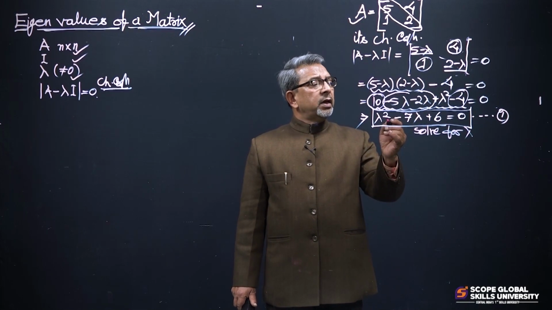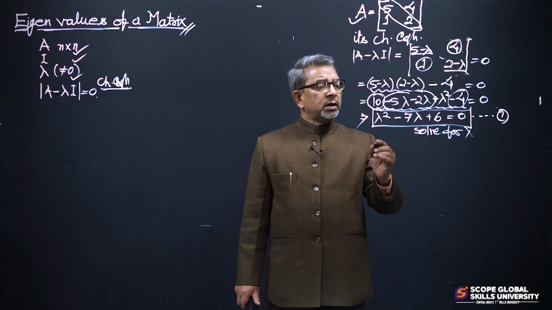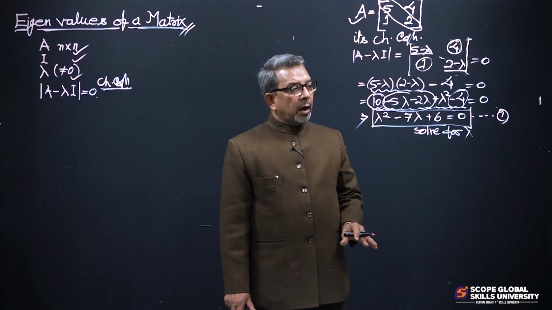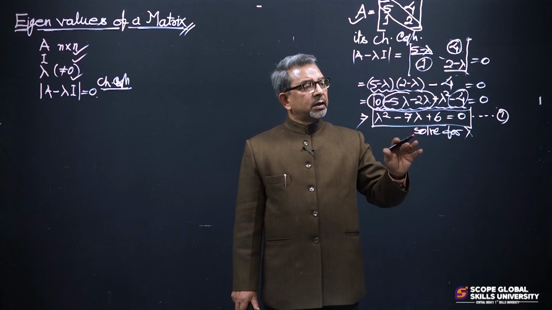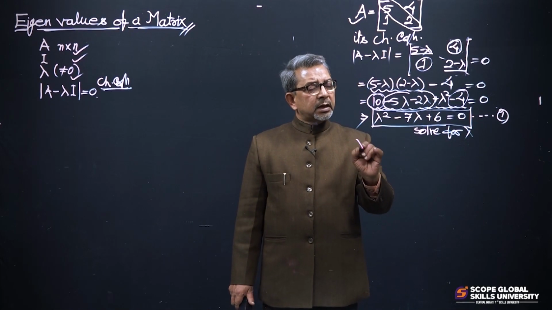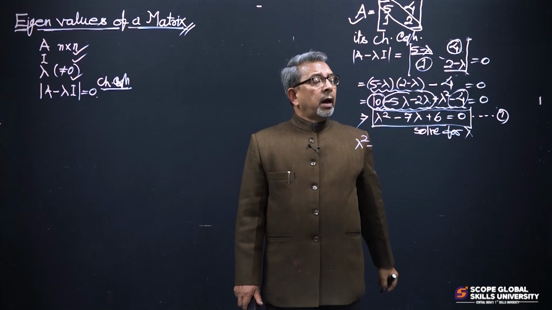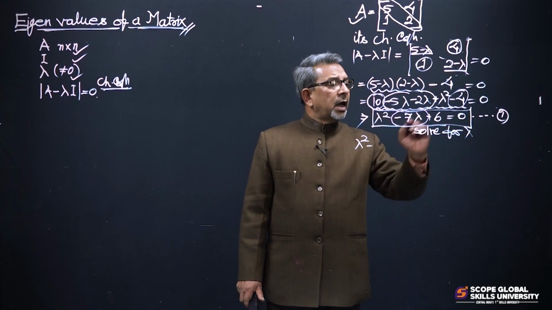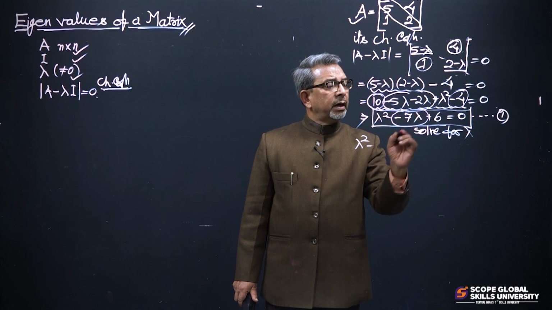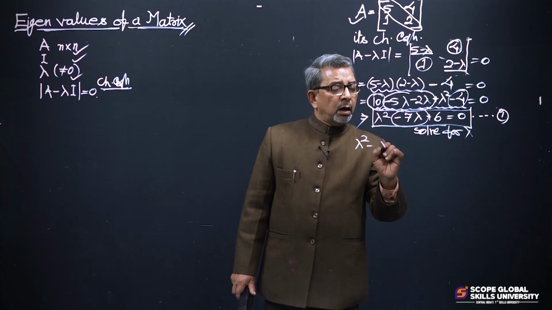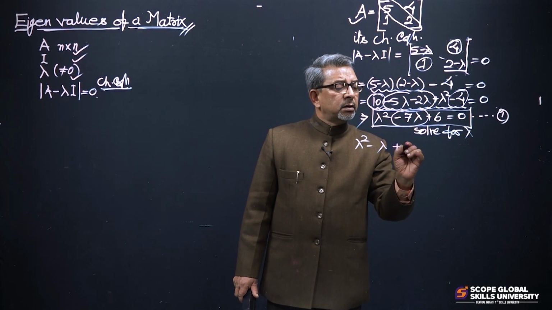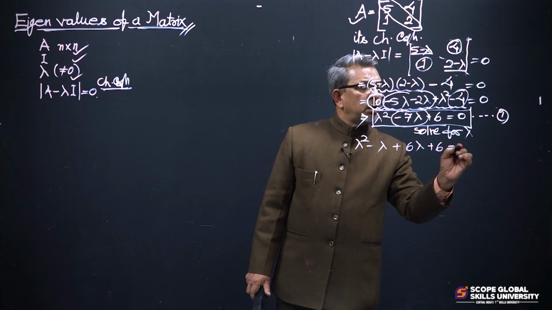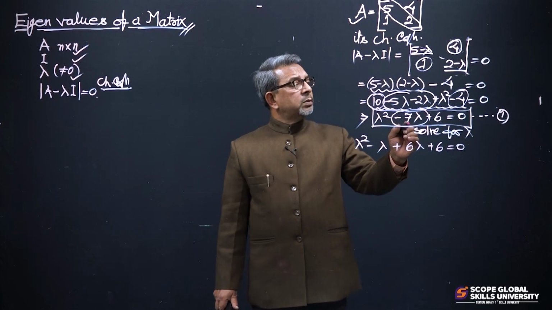We can see very easily that this is a quadratic equation, which can be solved either with the help of the formula or by factorization. For factorization, let us consider lambda square, and on splitting the middle term, this can be written as lambda square minus lambda minus 6 lambda plus 6 is equal to 0.